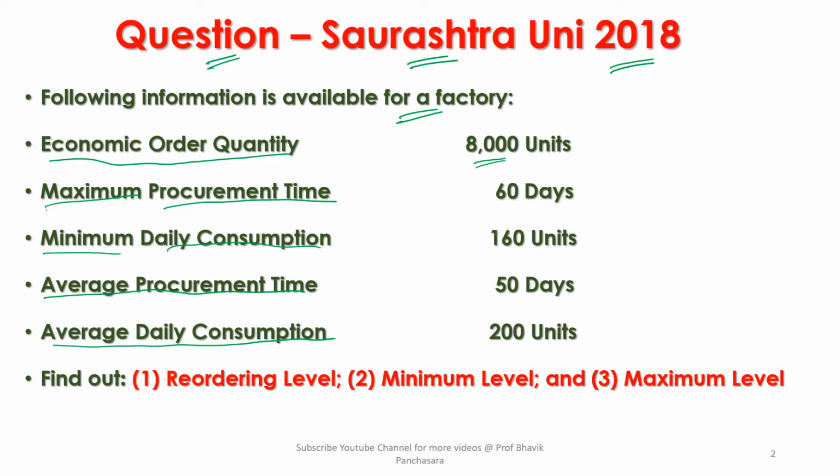So, here for the ease of the question we have to calculate minimum procurement time as well as maximum daily consumption. Here we are required to calculate 3 points. First one is reordering level, second one is minimum level and third one is maximum level. So, let us friends solve this question.